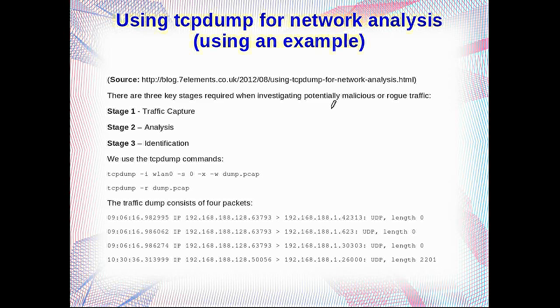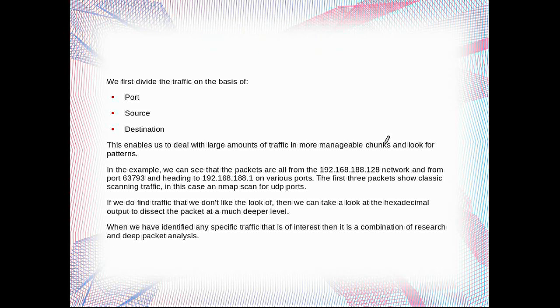Now we will show how to use tcpdump for network analysis using an example. There are three key stages required when investigating rogue traffic. The first one is traffic capture, then analysis, then identification. Our tcpdump consists of 4 packets. We first divide the traffic on the basis of port, source and destination. This enables us to deal with a large amount of traffic in more manageable chunks and look for patterns.